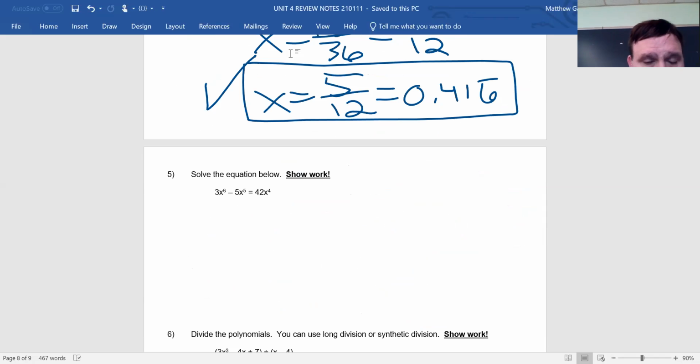So in question 5, this is a polynomial equation. You got to set it equal to 0 and solve for x. So I'll be back to go over that.